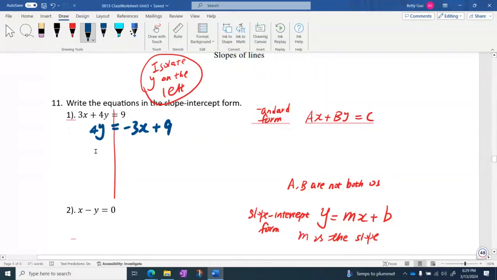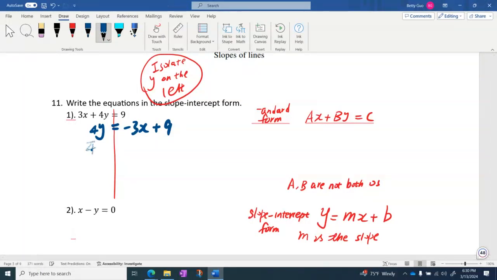Since our goal is to isolate the y, we are going to move everything else to the right side of the equation. As you can see, 9 stays on the right, and 3x on the left is moved to the right and becomes negative 3x, right? And then we divide all 3 terms by the coefficient of y, which is 4. Divide by 4, divide by 4, divide by 4, right? And then we have y isolated on the left side. We have y equals negative 3 over 4 x plus 9 over 4.